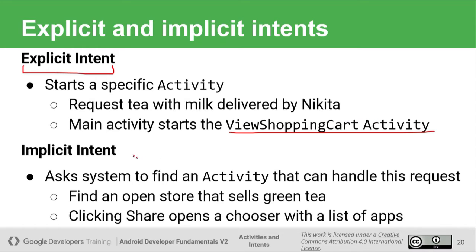The second one is called the implicit intent. In this fashion, it is the responsibility of the system to find an activity and handle this request. Let's suppose we are going to find a store that sells green tea. Clicking share opens a chooser with a list of apps. Like in Windows, when you want to open some file, a new dialog opens, and there are different apps visible in that dialog. This is the same case. It is the responsibility of the system to find an activity.